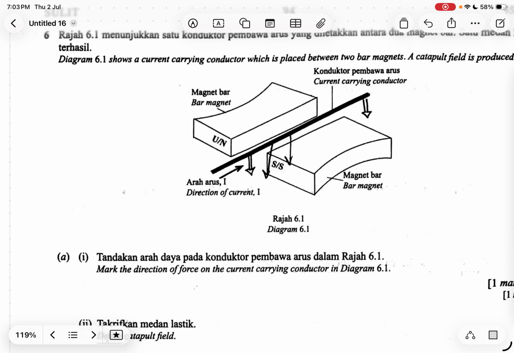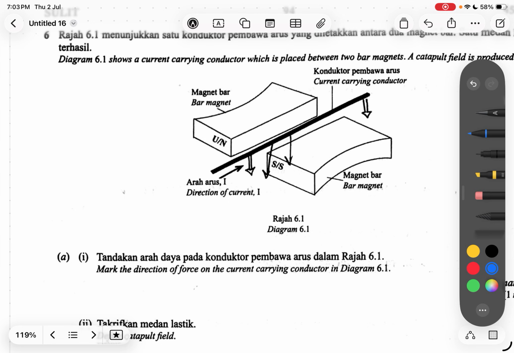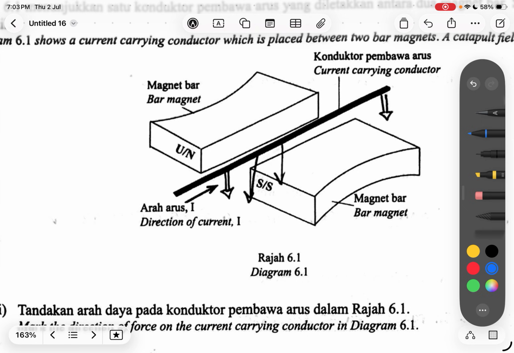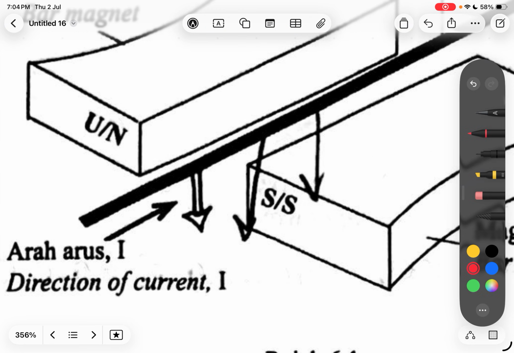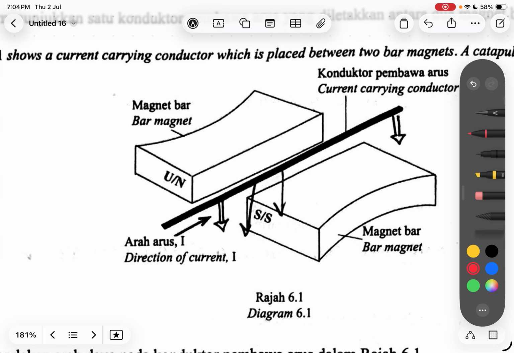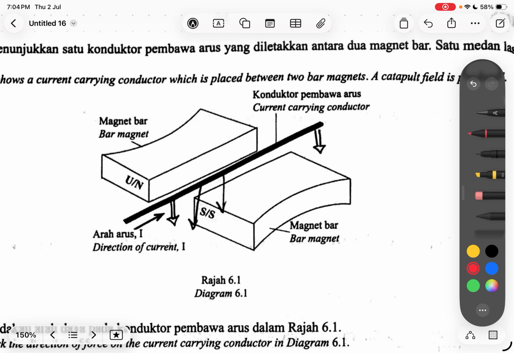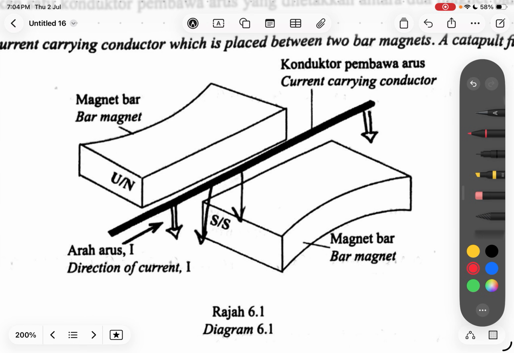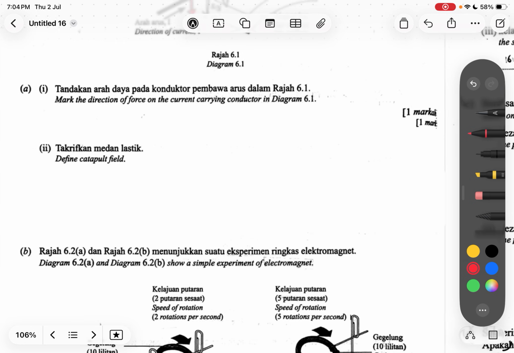Next. Mark the direction of the force on the current carrying conductor. This is Form 5 Chapter 4. Actually I already did this. If you use Fleming's left-hand rule, then it should be fine. Point your index finger to where the north and south is, and when you see the current is flowing this way, you point it outwards from you and you get that the force is moving down. So this is the answer.